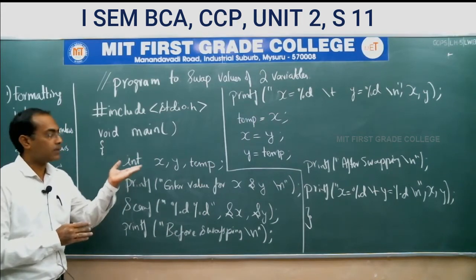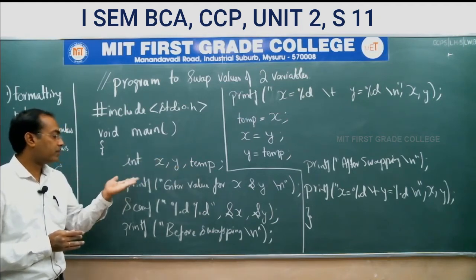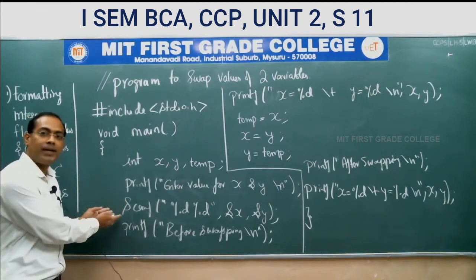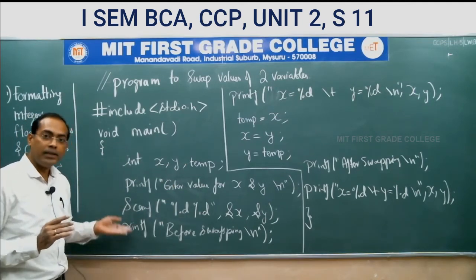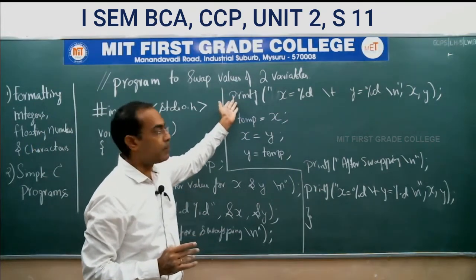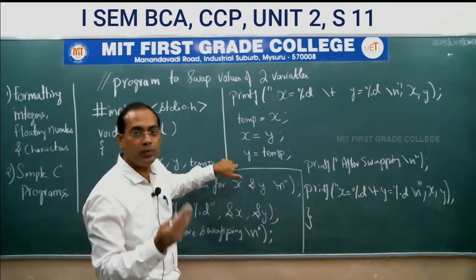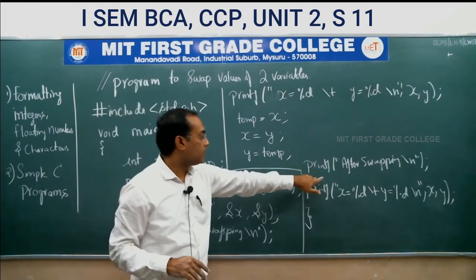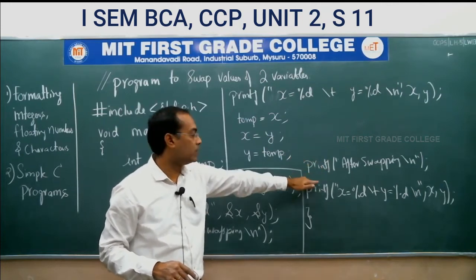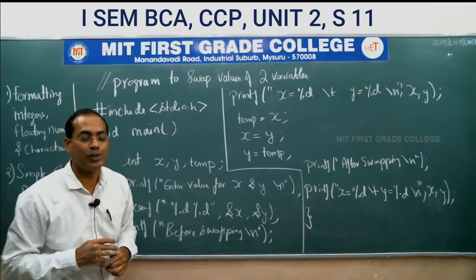Declare the variables, two variables and an extra variable, and then a printf statement to accept the values for x and y using scanf, accept the values, display the initial values, that is before swapping, and then write the instructions to do the swapping which we learned just now, and then display the output, that is the values after swapping, using the printf statements. I hope you have understood.